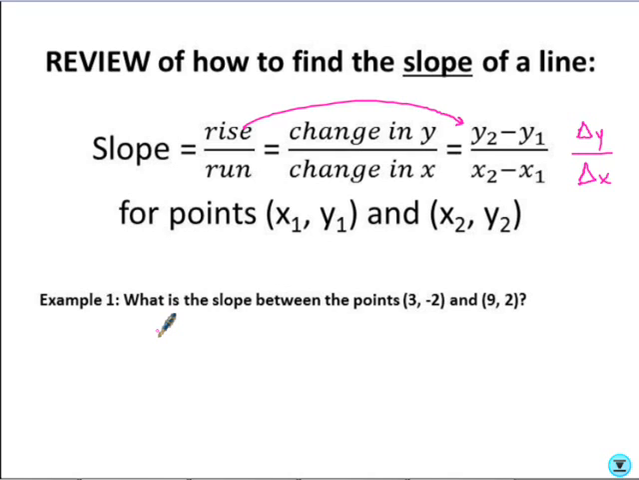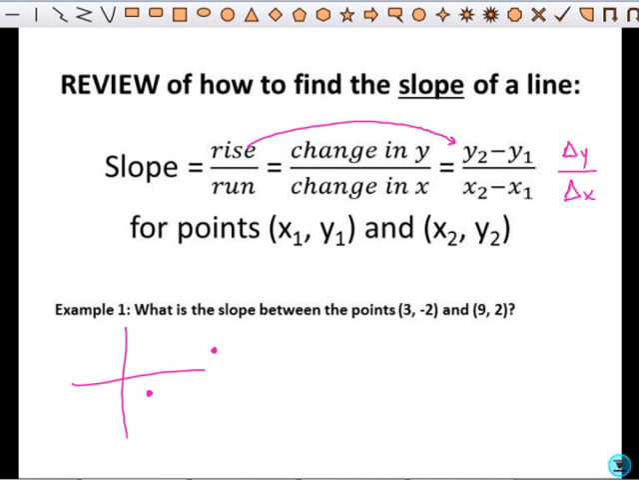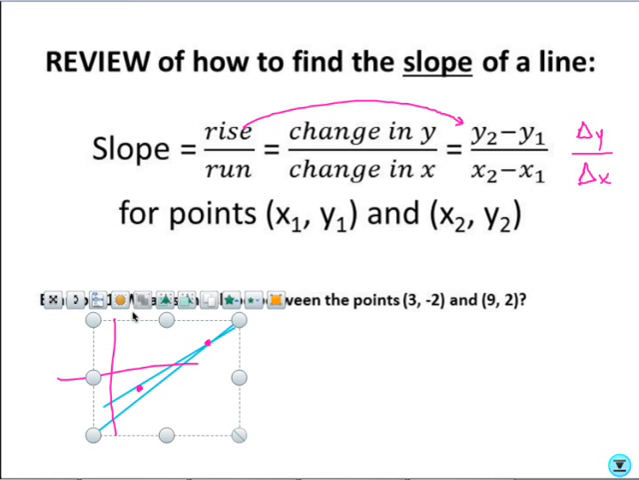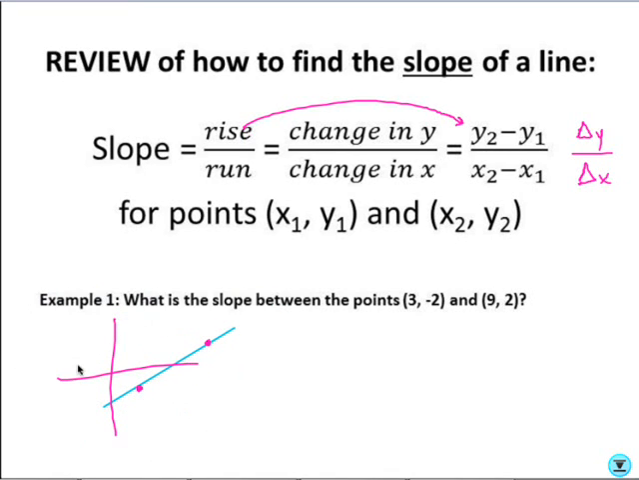I also like to show my Algebra 1 students that sometimes a sketch helps. So if we look at example 1, 3, -2 is somewhere down here. I don't know if it's exactly right there, but it's somewhere down there. 9, +2 is somewhere up over here. So just by doing that, I've given myself an idea of what this line looks like. I know that it's going up, and because I know that it's up, I know the slope is positive.